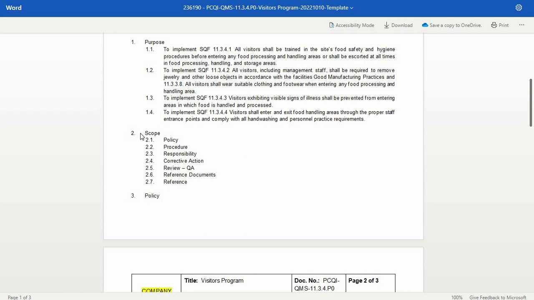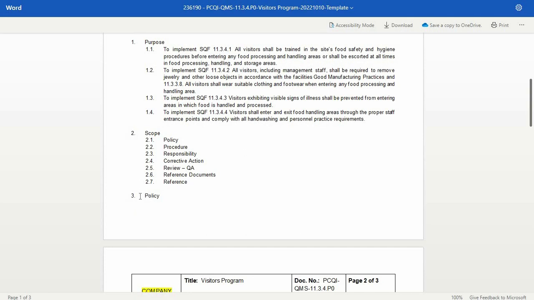The second component of the program is scope. The scope of the program is based on the purpose and serves as a guide in defining and describing the layout of the procedure. It includes the policy, procedure, responsibility, corrective action, review QA, reference documents, and reference.